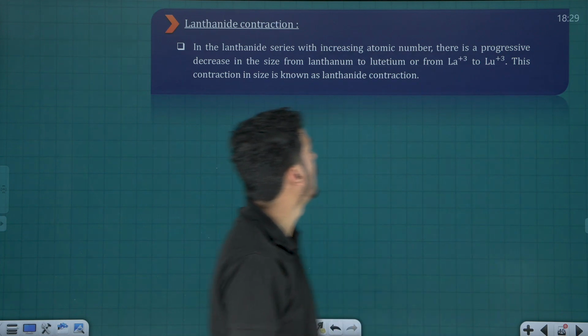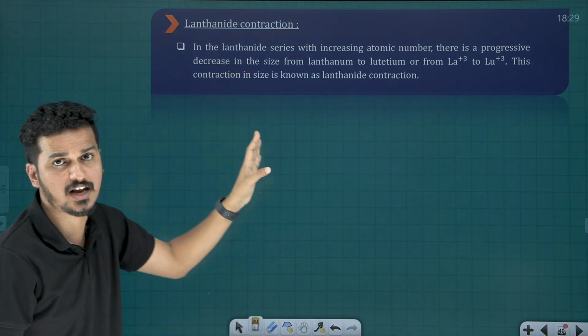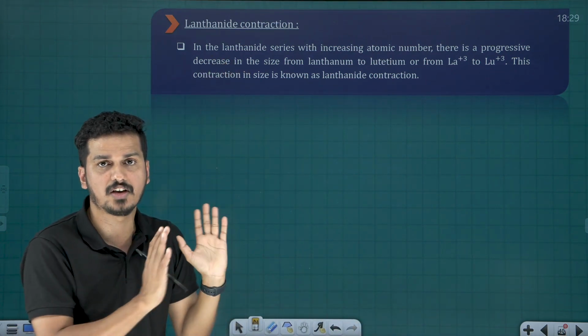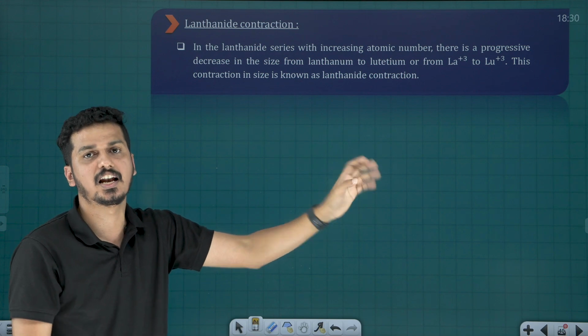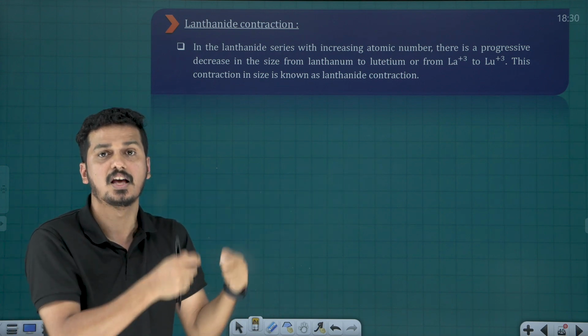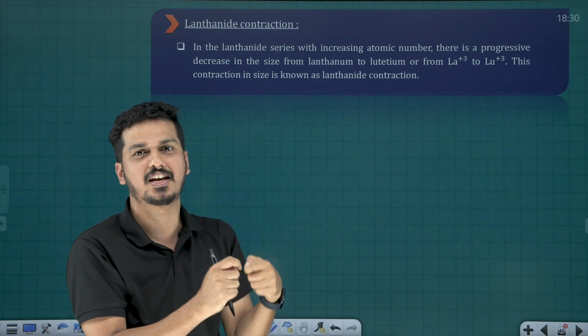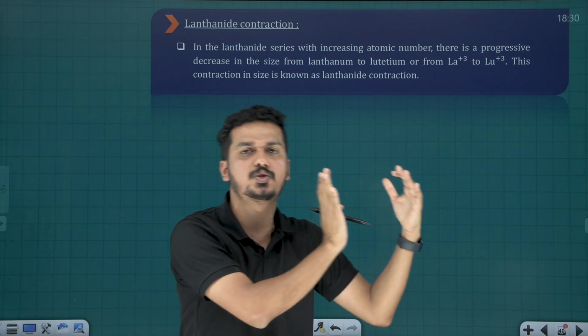Then once we come to the lanthanoid contraction, in the case of lanthanoids, while moving from left to right, the electrons are filling the 4f orbital. The 4f orbital has a weak shielding effect, so automatically their size is gradually decreasing.